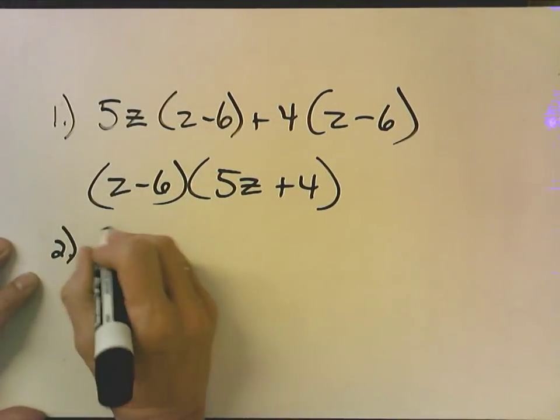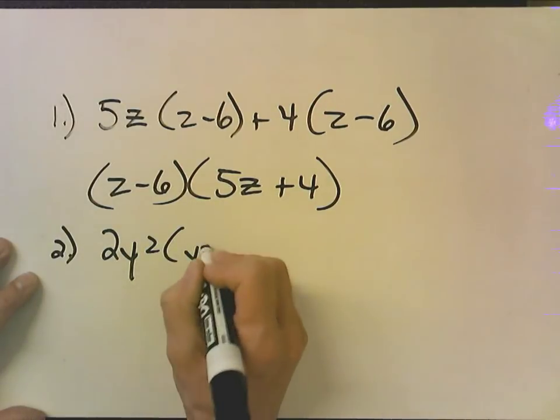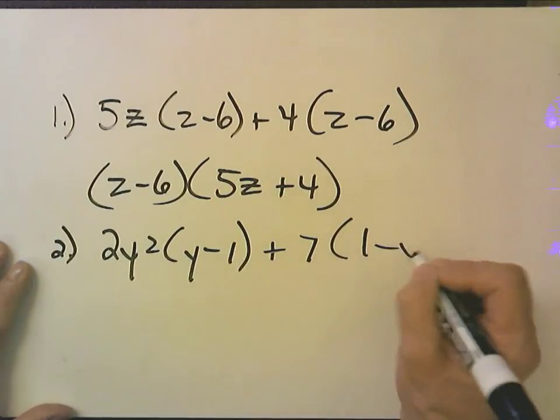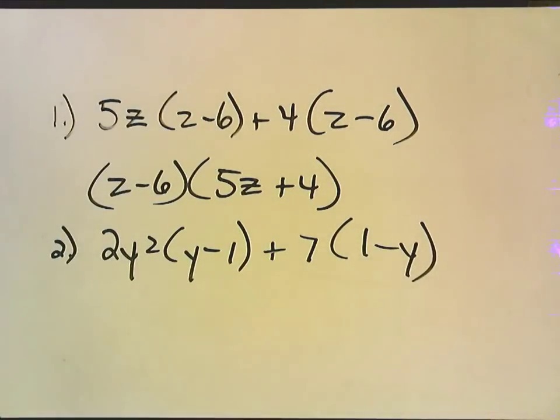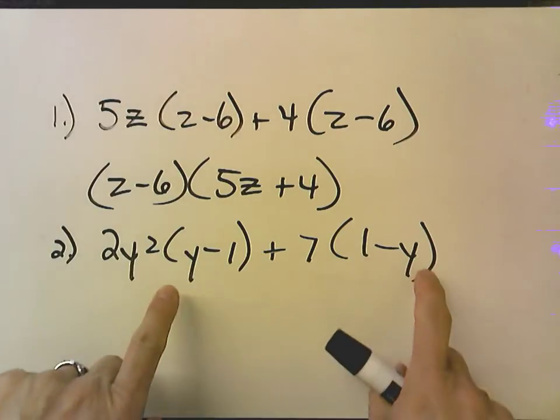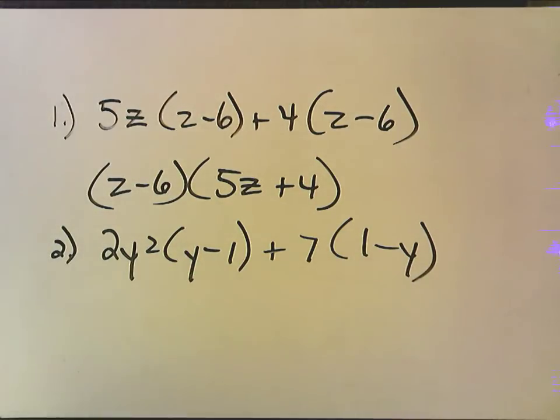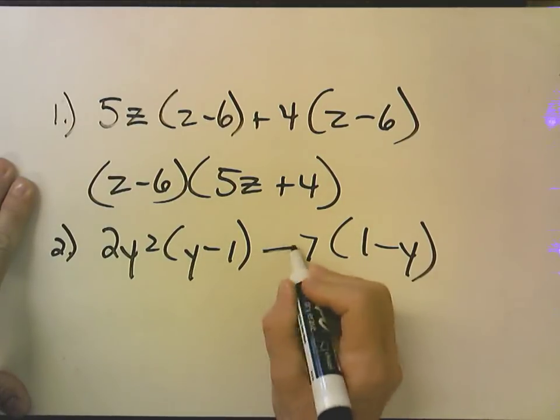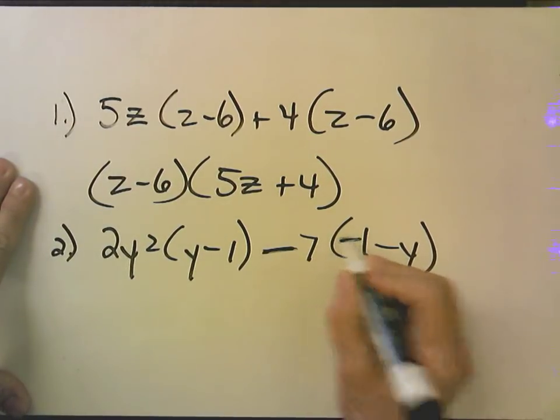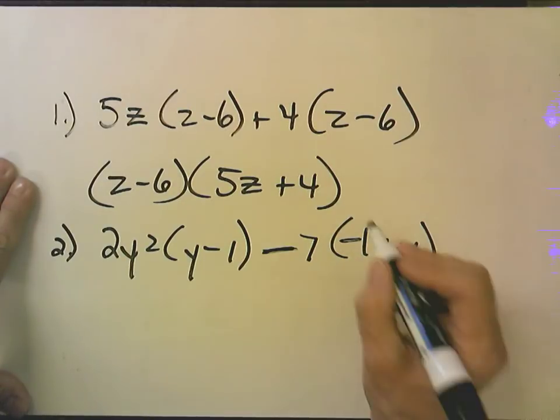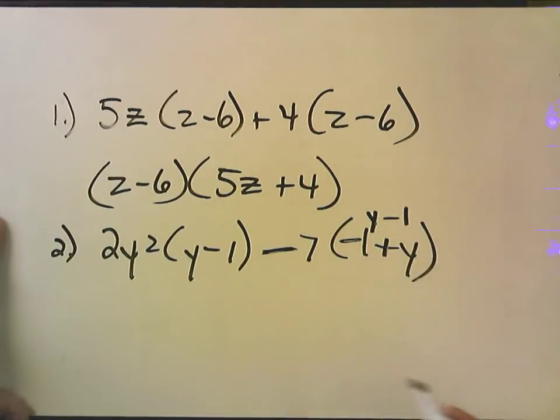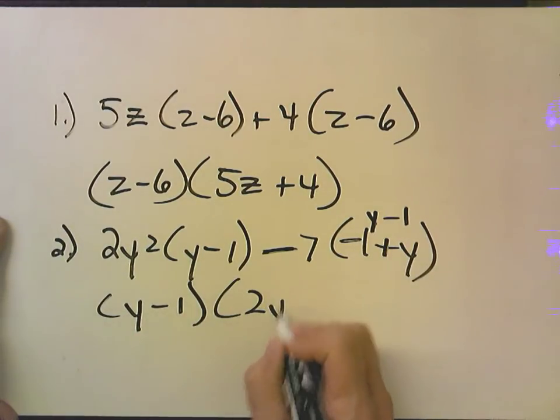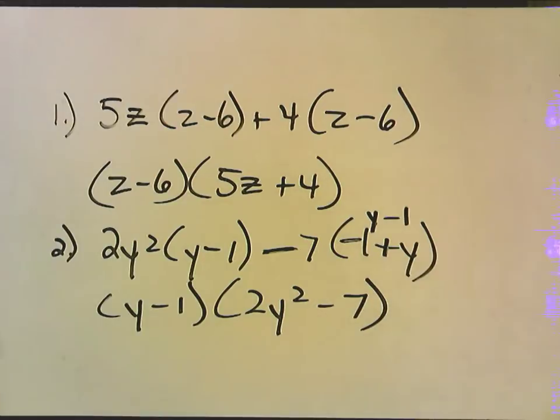For number 2, 2y squared times (y - 1) plus 7 times (1 - y). Now I notice same numbers but opposite signs. So I'm going to take the negative out. I'm going to make this a negative 7. That makes this a negative 1 and this a positive y. So I can rewrite that as (y - 1). So then my GCF is (y - 1). I'm left with 2y squared minus 7.